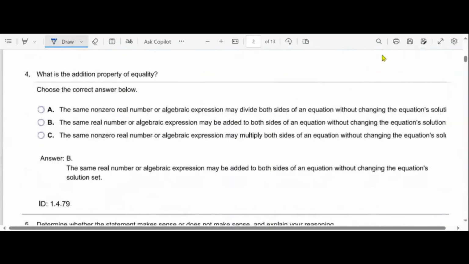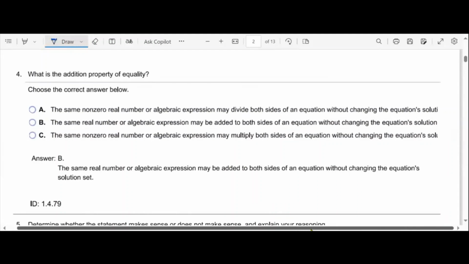Read. Go ahead. Number 4. What is the addition property of equality? Choose the correct answer below. The same real number or algebraic expression may be added to both sides of an equation without changing the equation's solution, which is B.